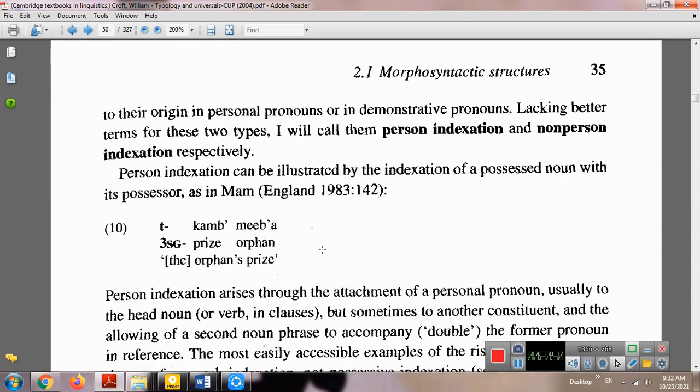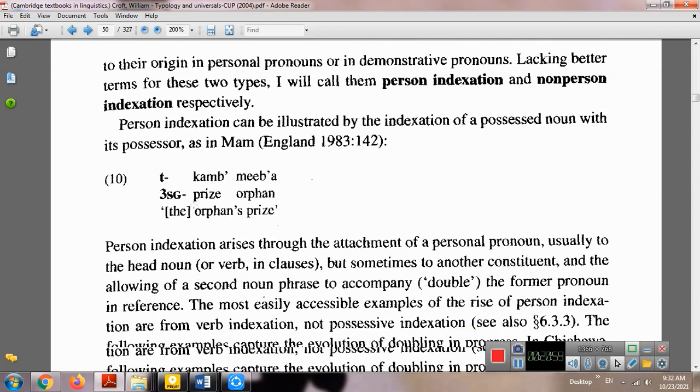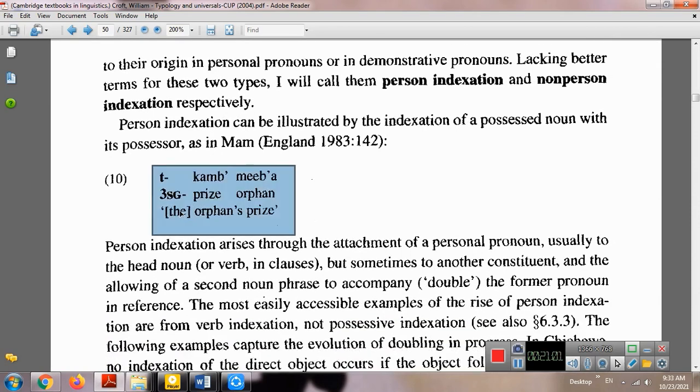Person indexation can be illustrated by the indexation of a possessed noun with its possessor. Here you can see its example. The third person, which we show through te, means the orphans, for example, prize, which in this language they show through this marker.